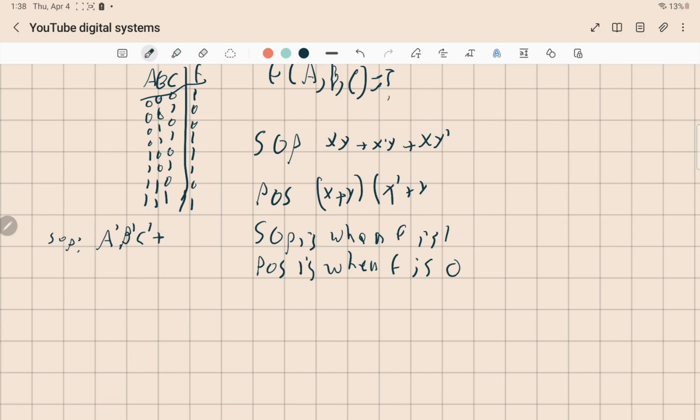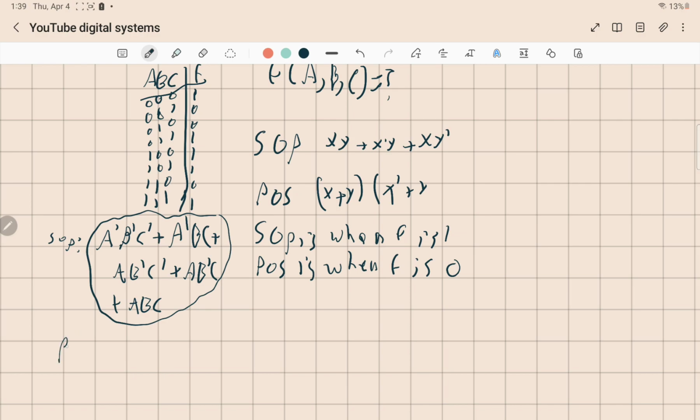Then next, there's 0, 1, 1. So that's A not, B, C. The not is where the 0 is. Plus A, B not, C not, plus A, B not, C, plus A, B, C. This is the SOP of that function.